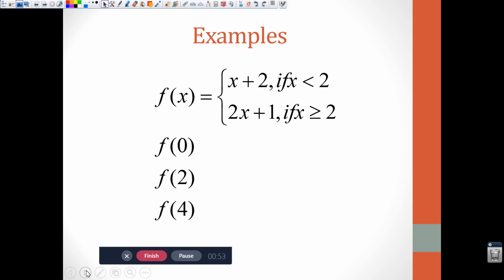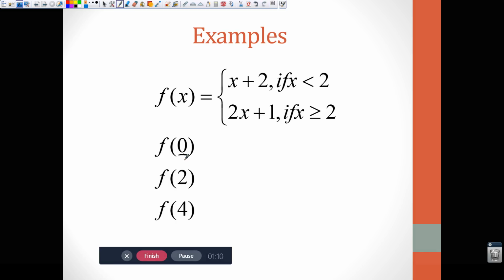Okay, f of x equals x plus 2 if x is less than 2, and f of x equals 2x plus 1 if x is greater than or equal to 2. So, 0. Is 0 less than 2 or greater than or equal to 2? Yes, less than 2. So I'm going to substitute my 0 in for x into this equation. So 0 plus 2 equals 2.